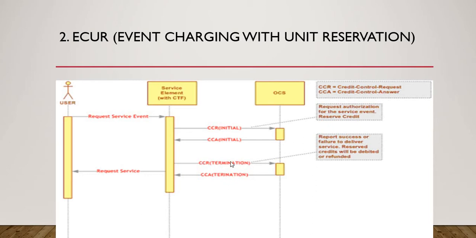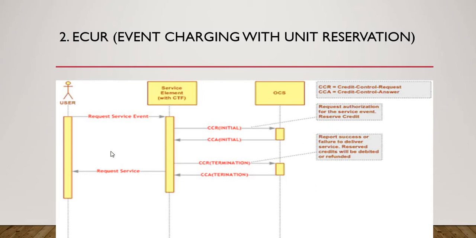Now for the second time, the termination request will come, which will tell the OCS whether the deduction was successful or a failure, and then the credit will be debited. That means the balance will be debited from the user account, an acknowledgement will go back to the service element, and then the user will be notified. So first the service element gives the request, authorizing the subscriber and reserving some balance, and based on that, the service element gives the service to the user.